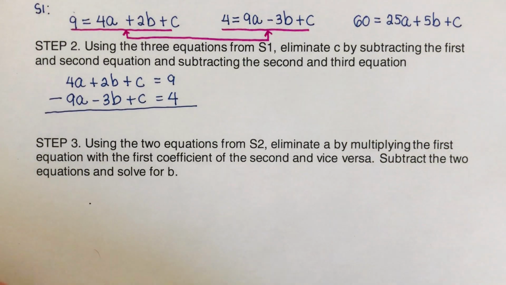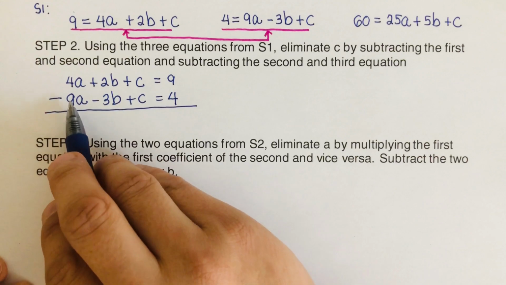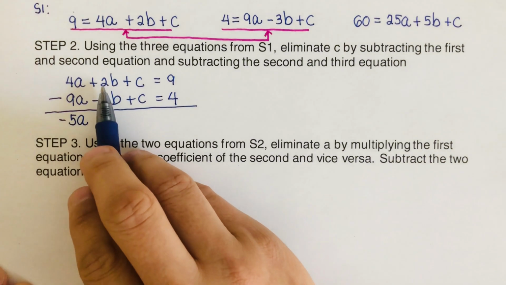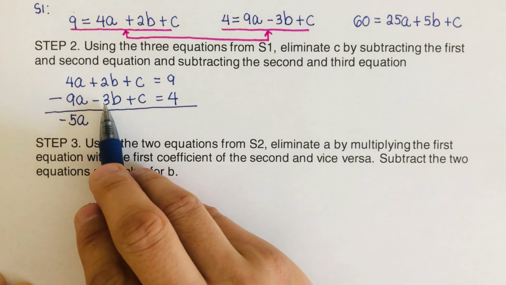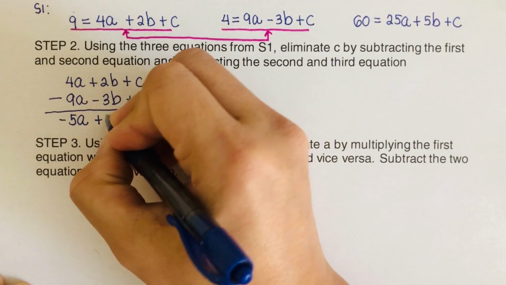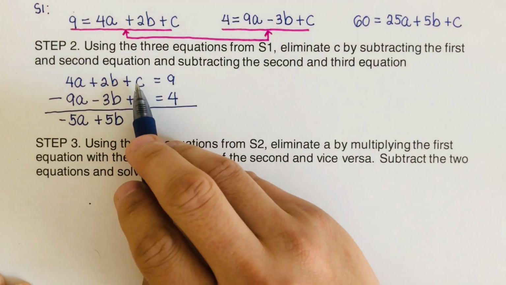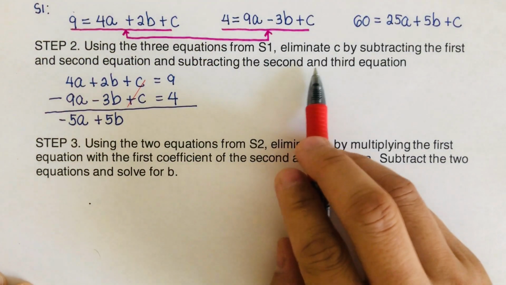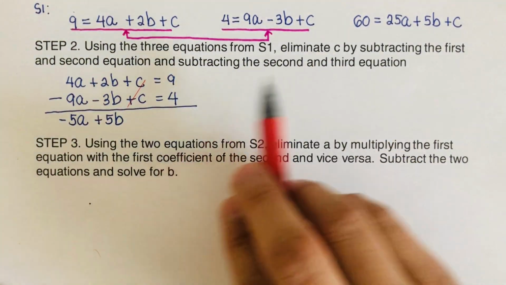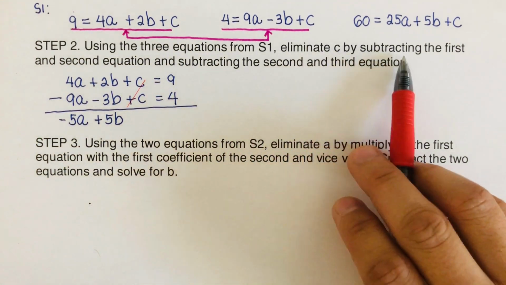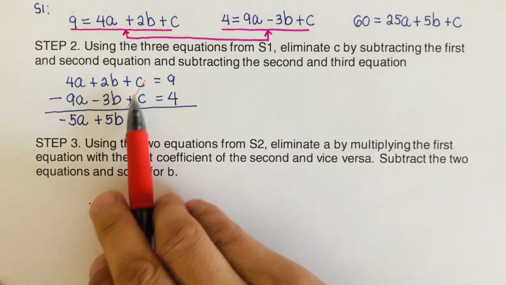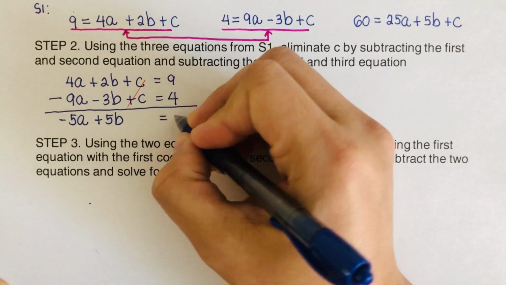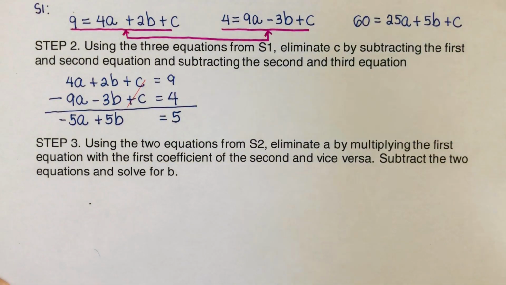So we can go ahead and simplify this. 4a minus 9a would be negative 5a. Then we have positive 2b minus negative 3b, which is a positive 5b. And then we have c minus c, which is 0. So that means we have eliminated the c. That's the purpose why we subtract: we eliminate the c by subtracting the first and the second. The c is already gone because c minus c is 0. 9 minus 4 is equal to 5. So this is our equation right here.